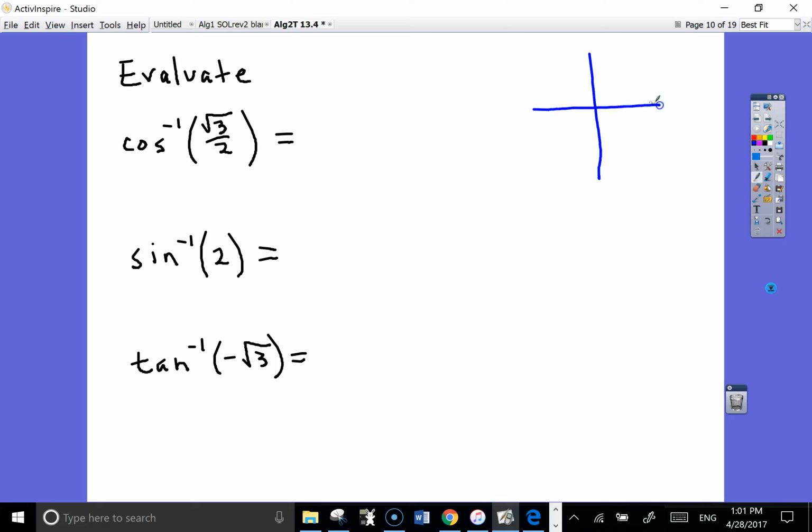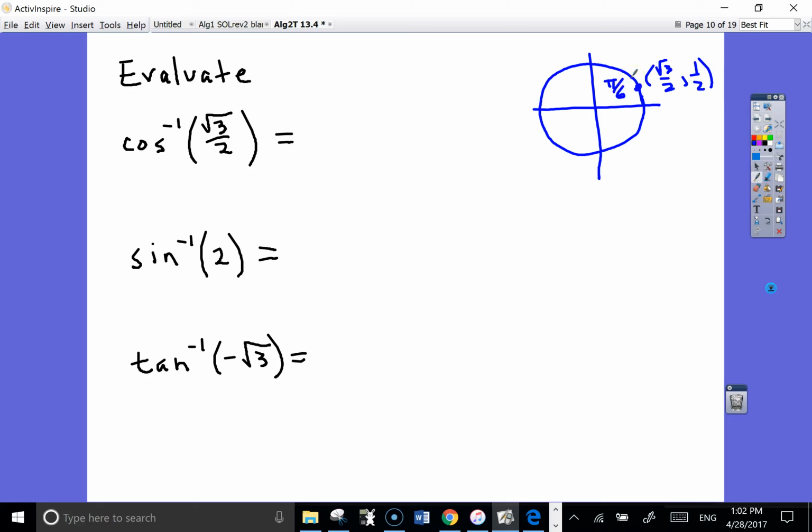So I'm going to draw a circle. And I know the square root of 3 over 2 is the bigger of the two. It always is paired with 1/2. And so that means you're going to be like here, because then the x coordinate is more than the y coordinate. That has the coordinates of root 3 over 2 and 1/2. Right, that's pi over 6.